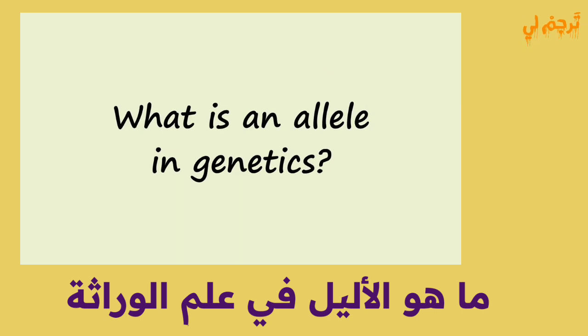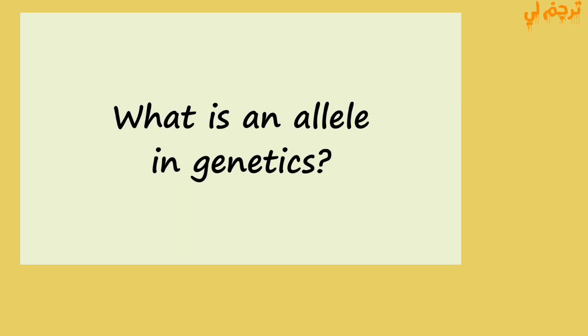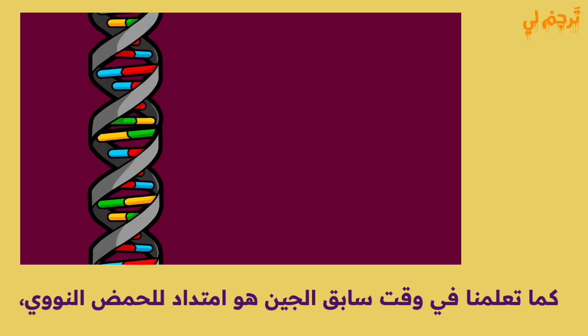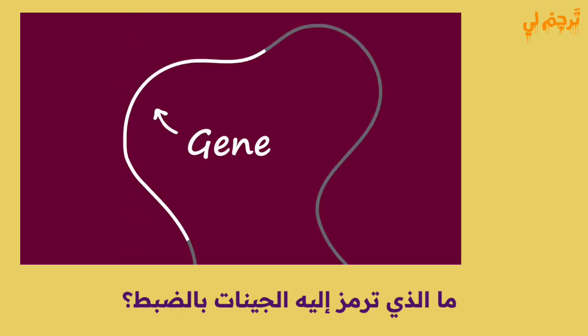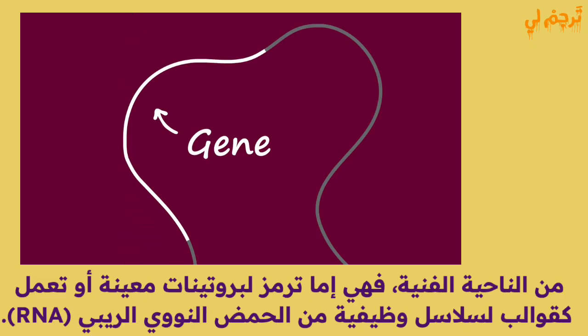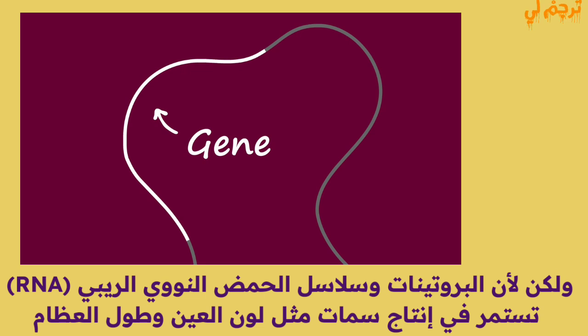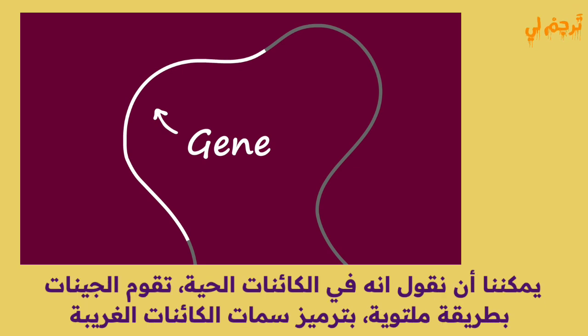What is an allele in genetics? As we've learned in earlier videos, a gene is a stretch of DNA, usually a long stretch of DNA, that codes for something. What exactly do genes code for? Technically, they either code for specific proteins or they act as templates for functional chains of RNA, but because proteins and chains of RNA go on to produce traits, things like eye color and bone length, we can say that an organism's genes, in a roundabout way, code for an organism's traits.